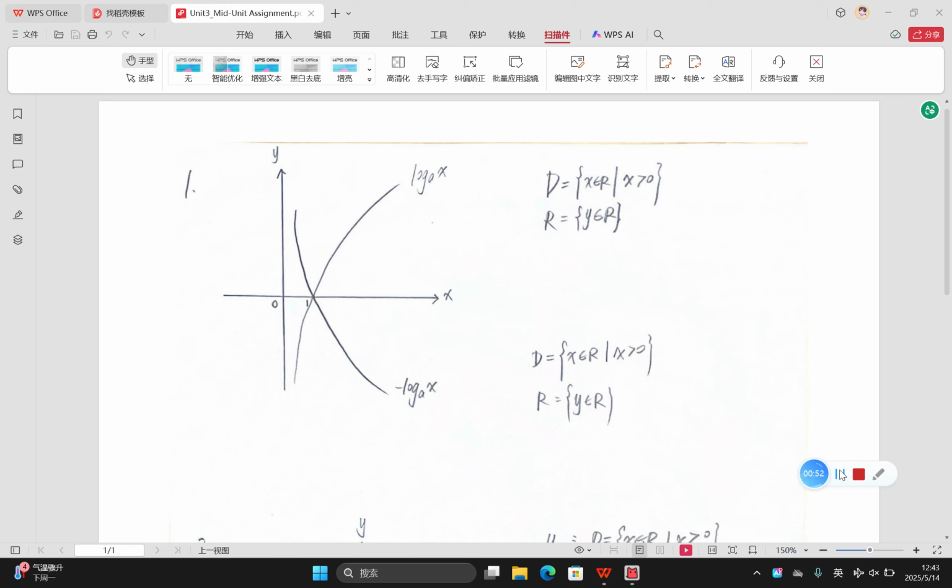Fourthly, diagram. Sketch both log base b of x and negative log base b of x on the same set of axes to clearly show the reflection.